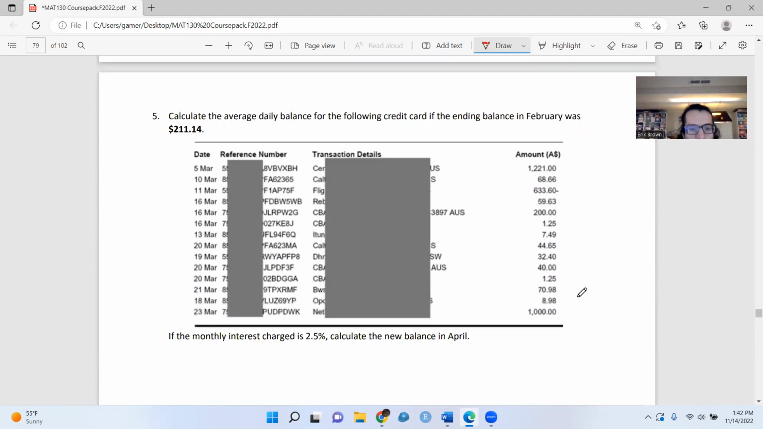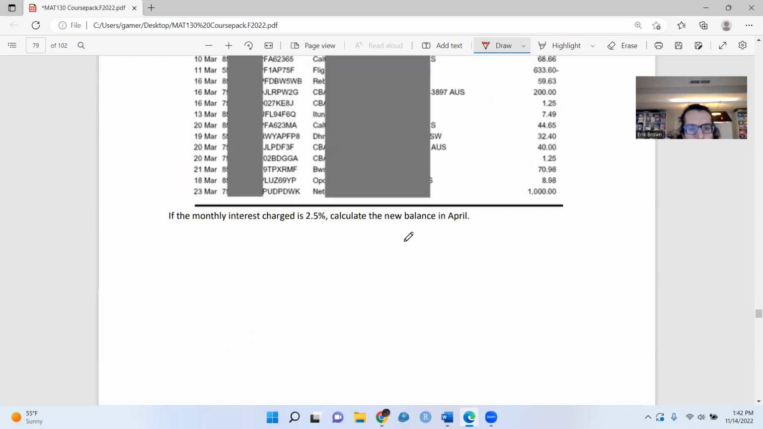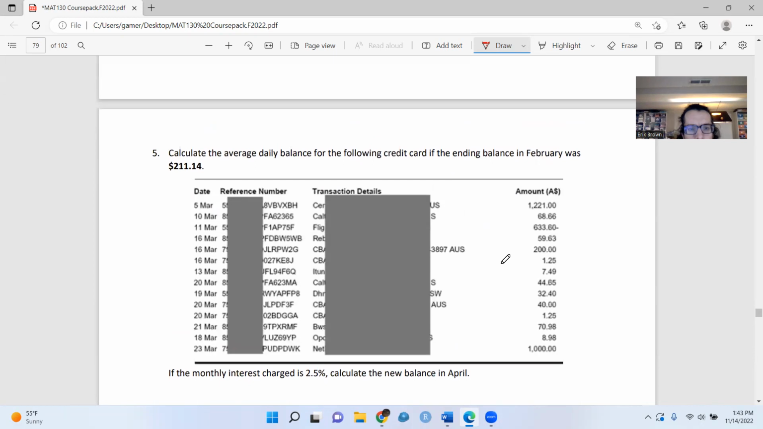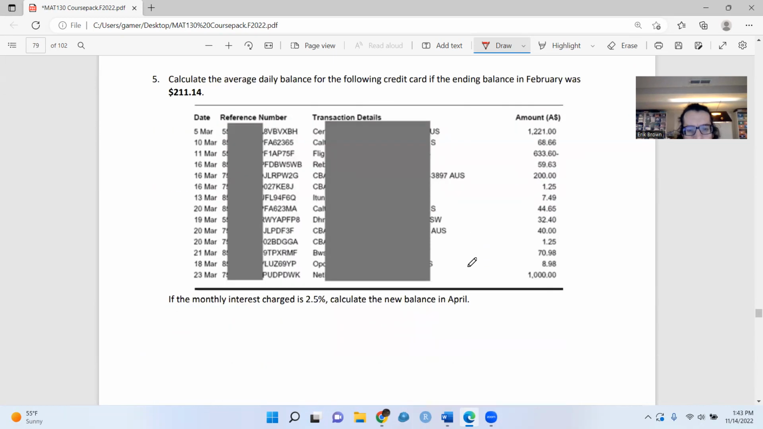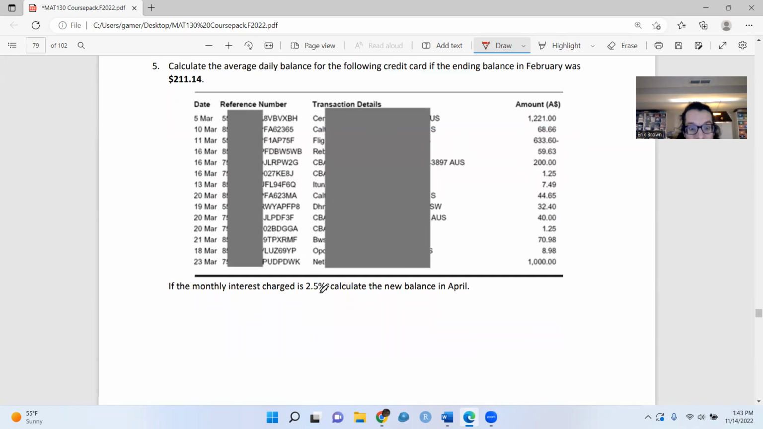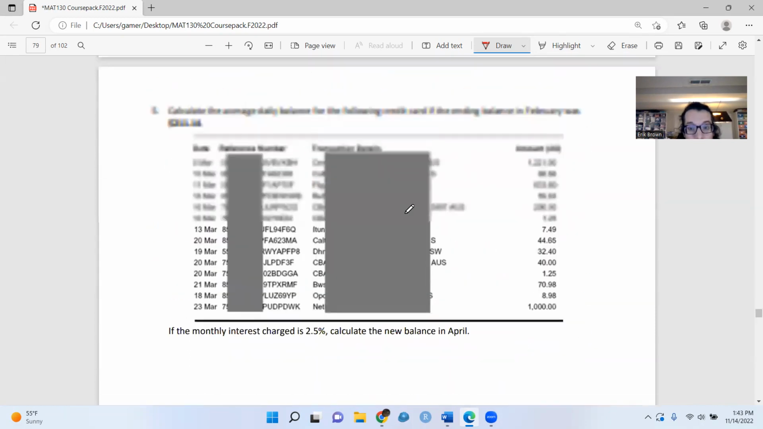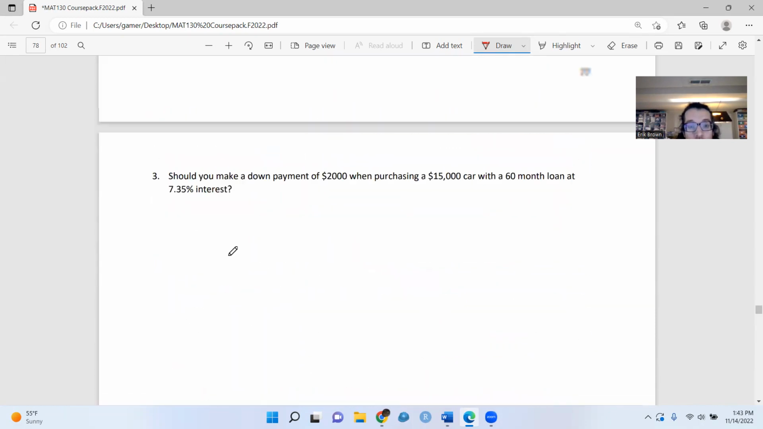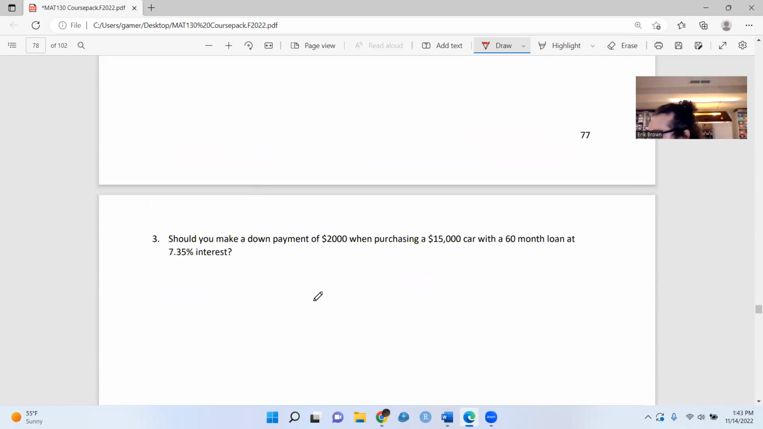Here's an example. Calculate the average daily balance of the following credit card. So we'll come back and do this one together, and maybe as we do this, we can write down the steps. This is a really tedious one because I gave you a huge set of problems. And then here's a monthly interest thing.